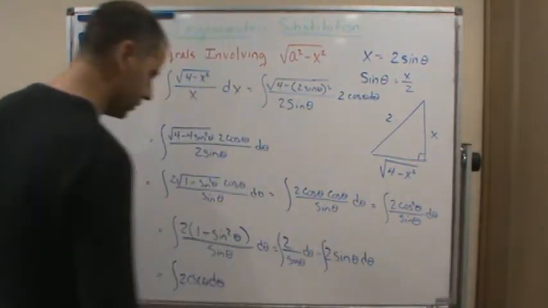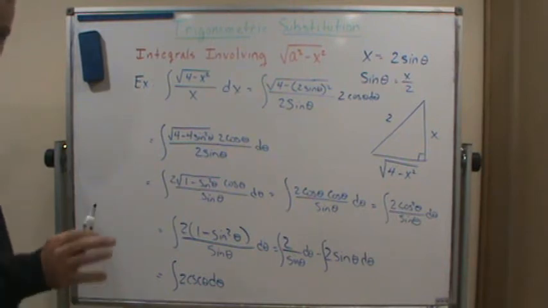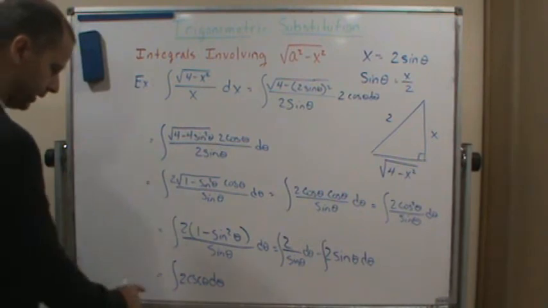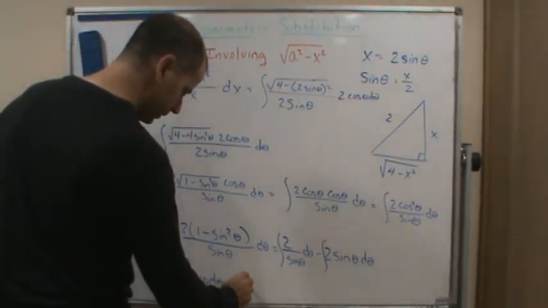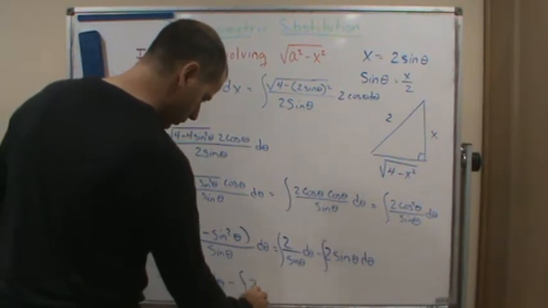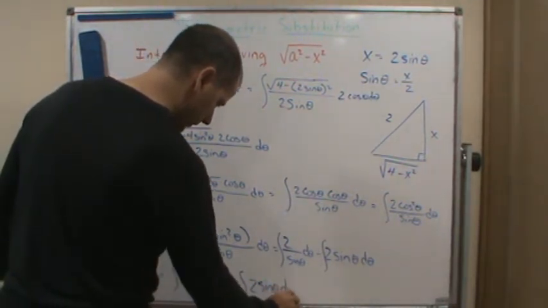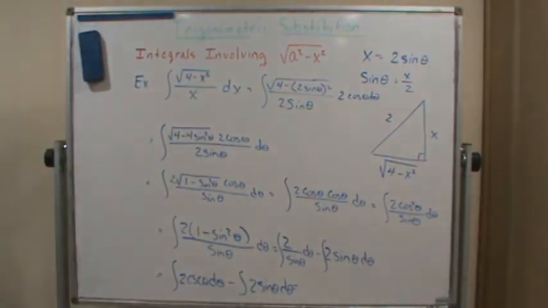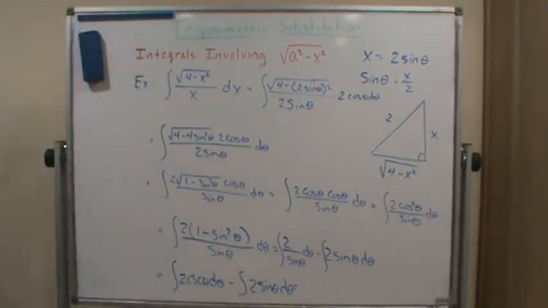We could split this up into 2 integrals if you want. It doesn't matter. I mean, we're going to do it term by term anyway. So we get 2 cosine squared theta d theta minus 2 sine theta d theta. Okay? And so now we've got 2 functions that we should know how to integrate.